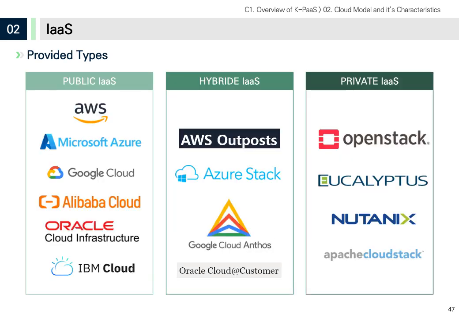Now we'll talk about the major IaaS providers based on their delivery method. Public IaaS includes Amazon Web Services, Microsoft Azure, and Google Cloud, while private IaaS includes OpenStack, Eucalyptus, and CloudStack. Then there are the platforms used in hybrid environments that combine the two: Amazon Web Services Outposts, Google's Anthos, and Microsoft Azure Stack Services.